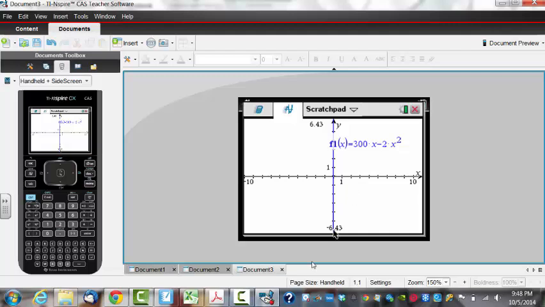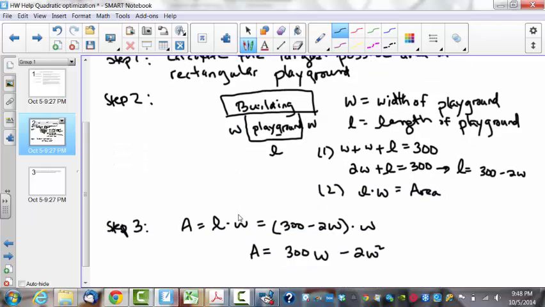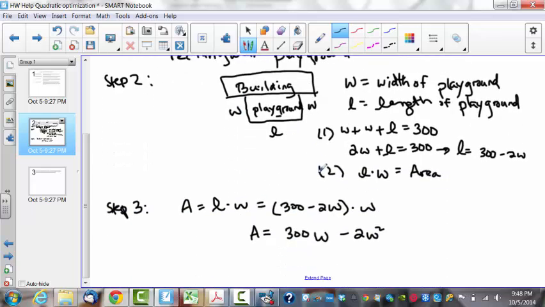So we have to determine a reasonable domain. So let's go back to our problem and just think about the situation here. We know that the length times the width is going to equal the area. And we know that 2 times the width plus the length has to equal 300. So a reasonable width for this rectangular playground could be, say, 100. So why don't we go ahead and try 0 to 100.